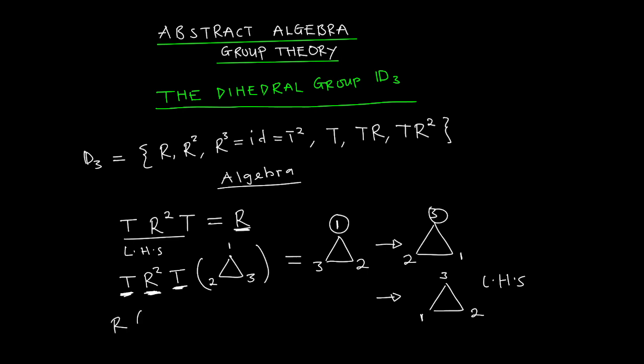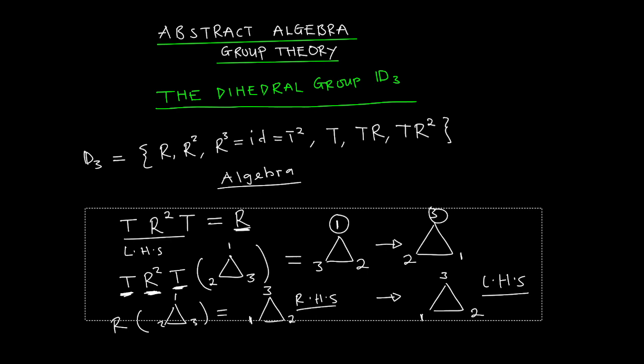R, acting on this triangle that we started with, 1, 2, and 3. This is going to be equal to rotate. Remember, R means rotate 120 degrees anti-clockwise. So this one would come down here. This 2 would come here. Then this 3 would go back up. Can you see that the right-hand side and the left-hand side are equal? Yes, they are equal. That means T composed with R squared composed with T again would give an element in the set. Again, the closure property is satisfied.